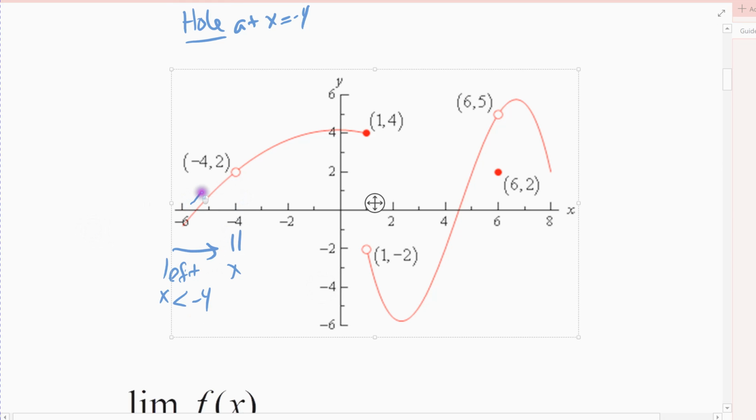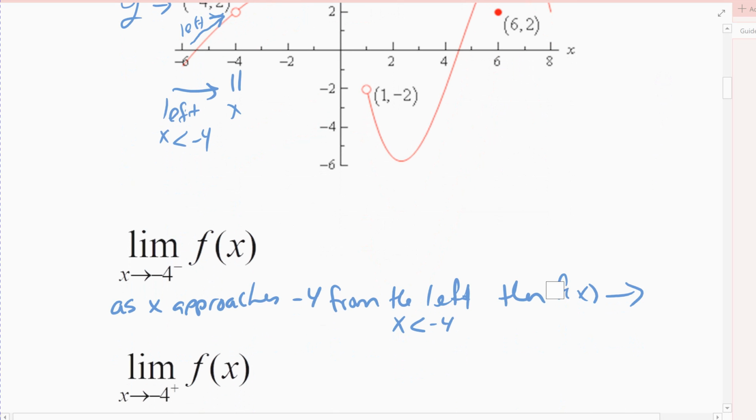And so now I'm looking near my function values, and from the left, the function values, which are the y values, approach +2, right? The y values approach that point, -4, 2. 2 is the y value. And so from the left, my function approaches 2. The y values approach 2. And so the answer to this is 2, right? As x approaches -4 from the left, the function approaches +2 from that side.